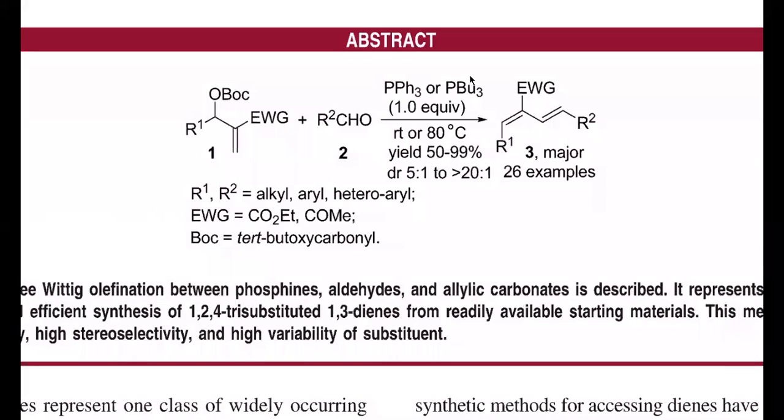All right, so you start with this. Again, it's an allylic starting material here, treated with an aldehyde because, of course, the Wittig is used to convert aldehydes and ketones into alkenes, right? You can see the phosphine source right here, either triphenylphosphine or tributylphosphine, it doesn't matter. You use one equivalent, or 1 mole, so the mole to mole ratio of everything is going to be 1 to 1. And then you do this at room temperature.